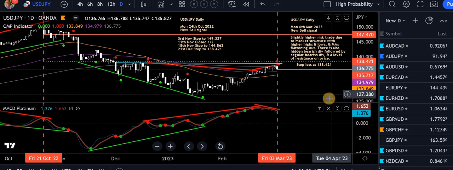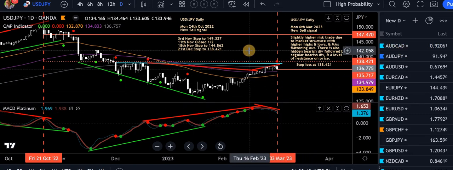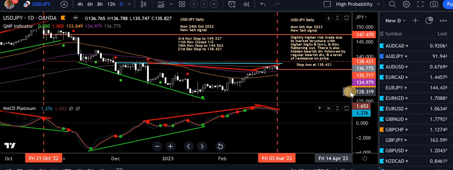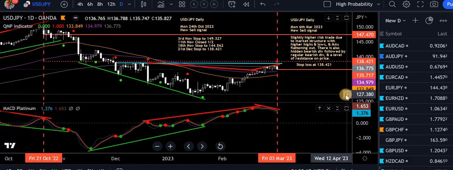Now, I use TradingView. Shut up, child. I use TradingView for my analysis. I'm doing all my trading at the moment on MT5 and a little bit on MT4 still. Most of it's on MT5.